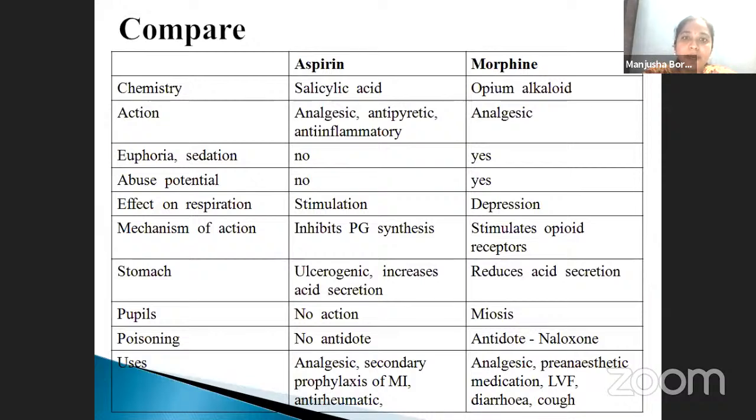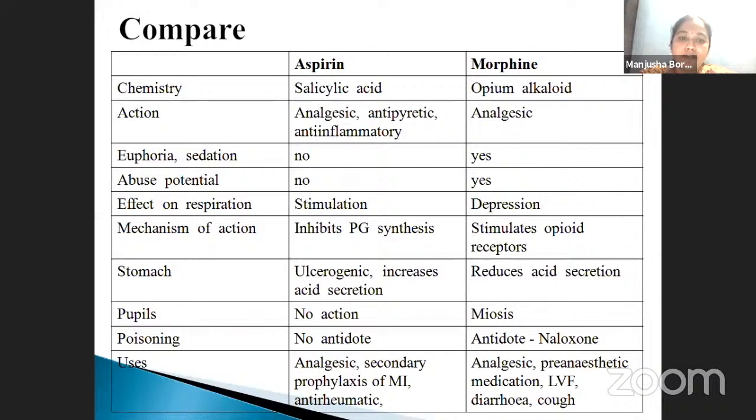Aspirin produces a respiratory stimulatory effect, whereas morphine produces respiratory depression. Aspirin acts by inhibiting prostaglandin synthesis through inhibition of the cyclooxygenase enzyme, whereas morphine stimulates the opioid receptor, which is a G protein coupled receptor. In poisoning cases with morphine we have an antidote, naloxone, but with aspirin we have no antidote.